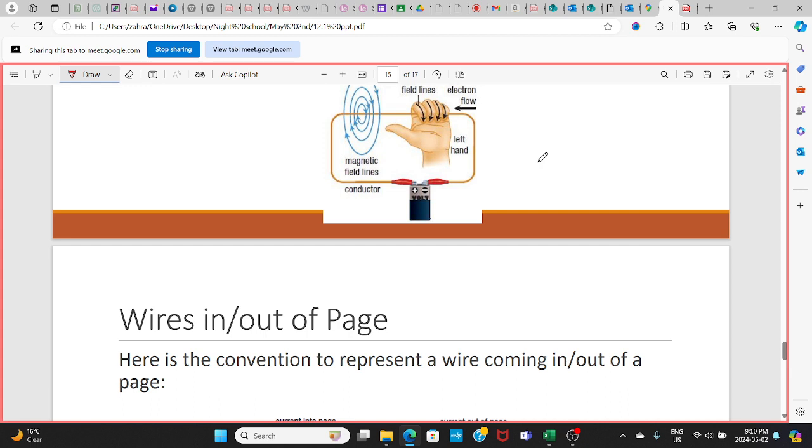Anyone have a question? Like the left hand rule, are you using your right hand and pointing to the left direction? Okay, so just make sure. If you have an electron, because the electron has negative charge, anything with negative charge, you have to use your left hand. Anything with positive charge, you use your right hand, okay?